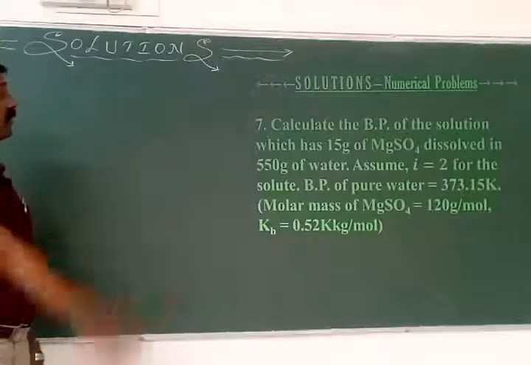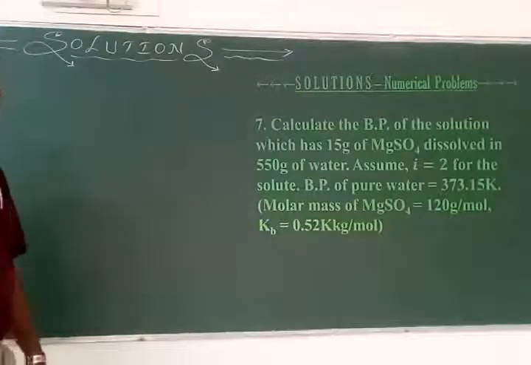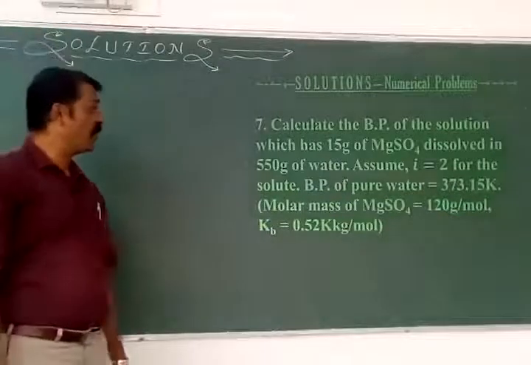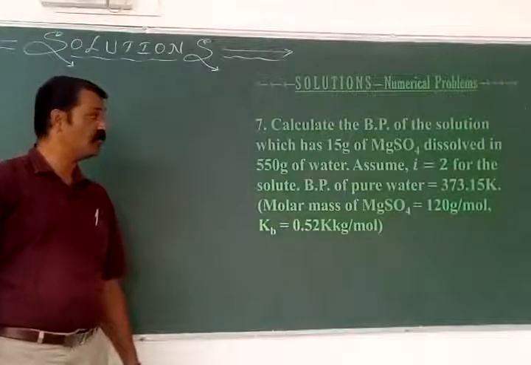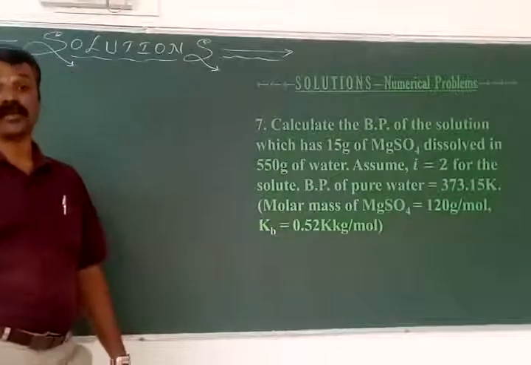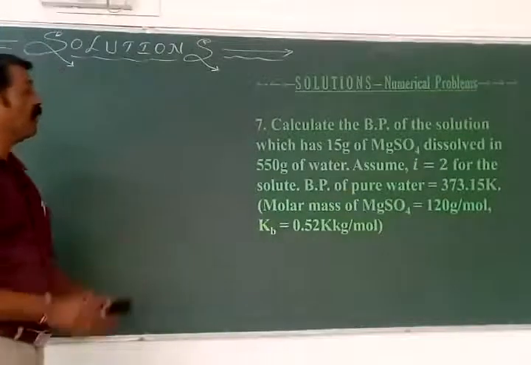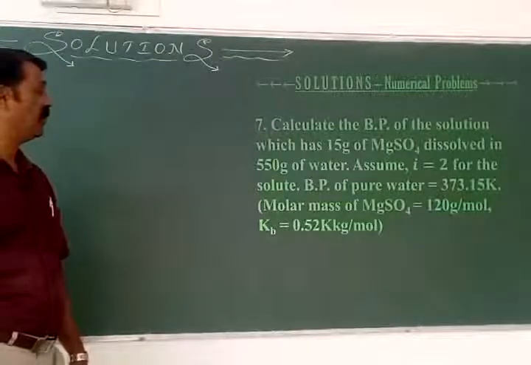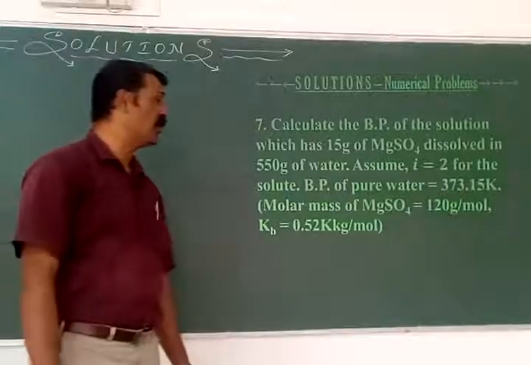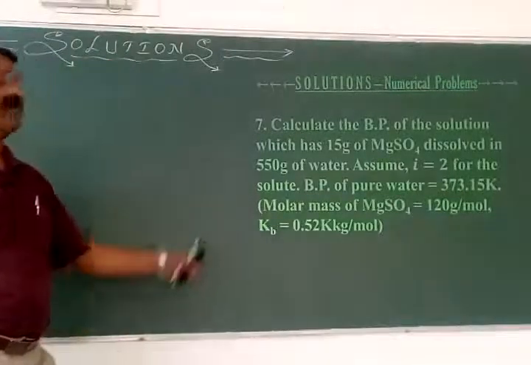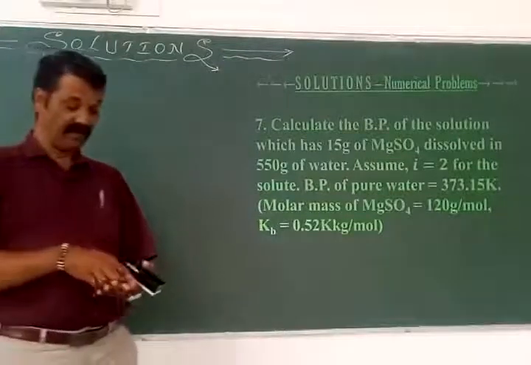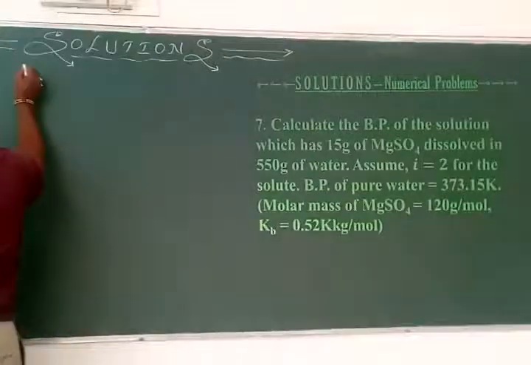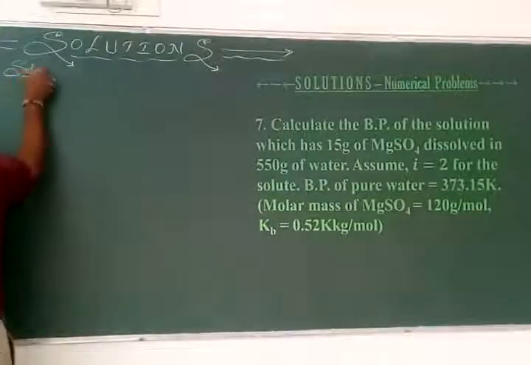Calculate the boiling point of the solution which has 15 grams of magnesium sulfate dissolved in 550 grams of water. Assume i, which is called the van't Hoff factor, is equal to 2 for the solute. BP of pure water is 373.15 Kelvin, the molar mass of magnesium sulfate is given as 120 gram per mole, and also Kb, that is molal elevation constant, is given. So let's see which is the solute and which is the solvent here. Let's have the solution for this.